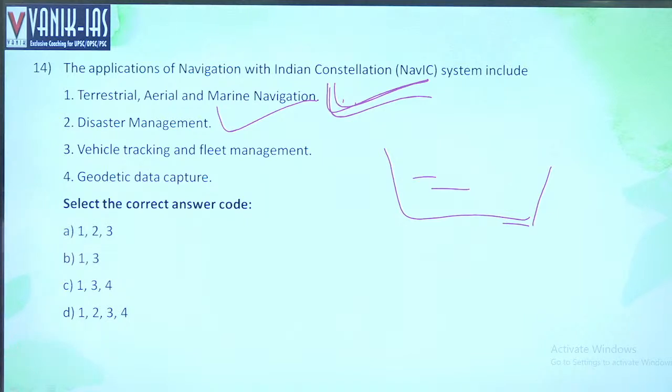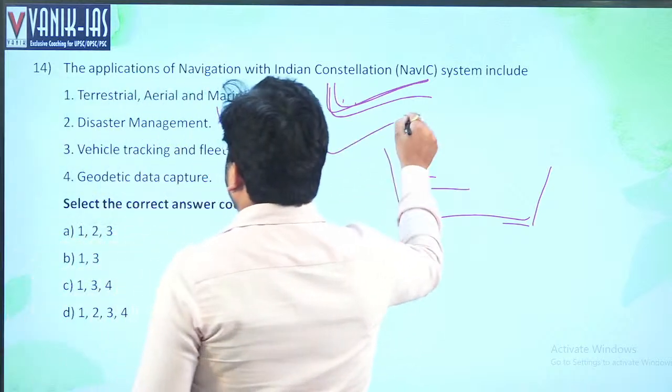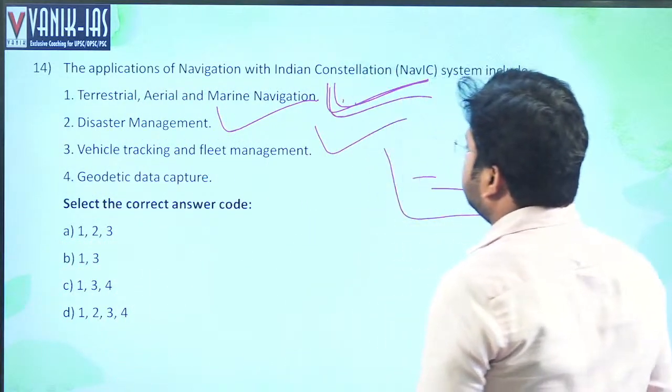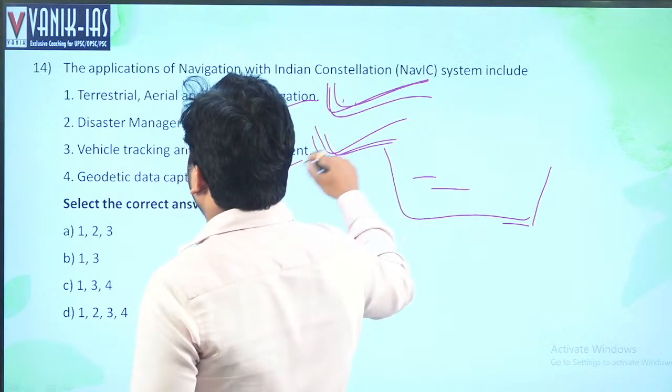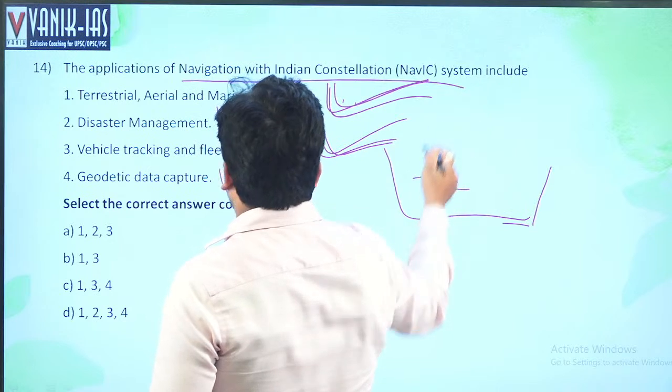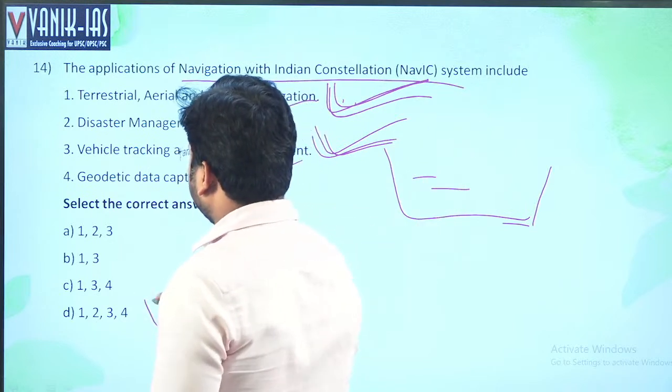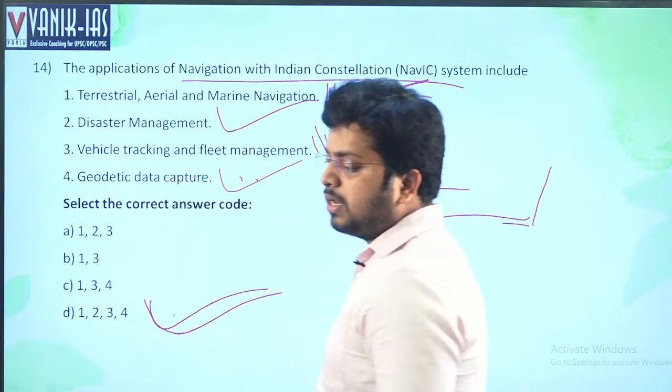So that can be also applied. Next, vehicle tracking and fleet management, geodetic data capture. Fleet management, vehicle tracking, all these things can be done by the NavIC system. So all the options, 1, 2, 3, 4, are correct regarding NavIC.